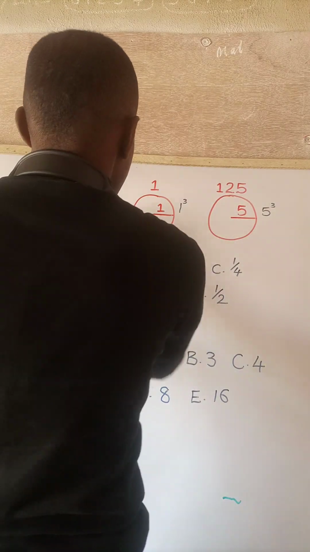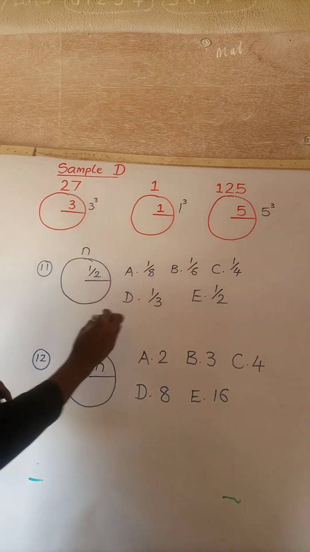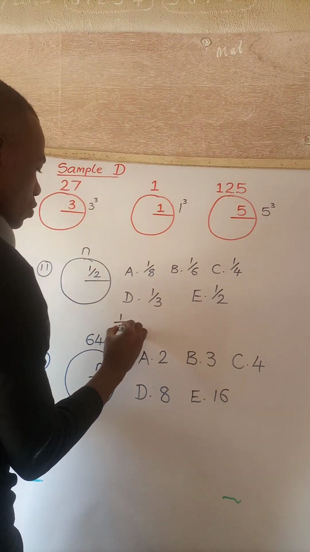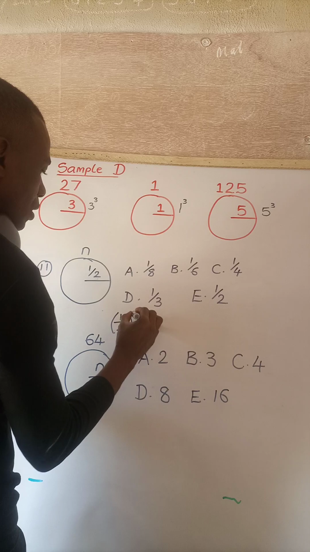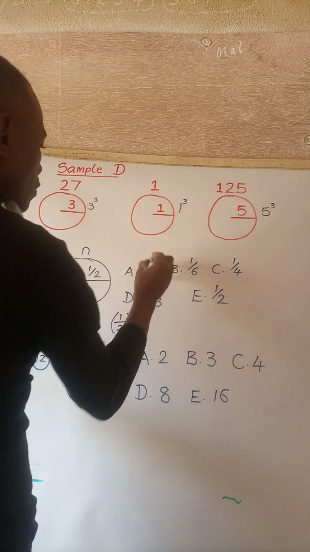So let's apply this sample in solving question 11 to 12. Now, this place, what we are going to do is what? 1 over 2 power 3. Okay, which is 1 over 2 times 1 over 2 times 1 over 2, it will give us 1 over 8.